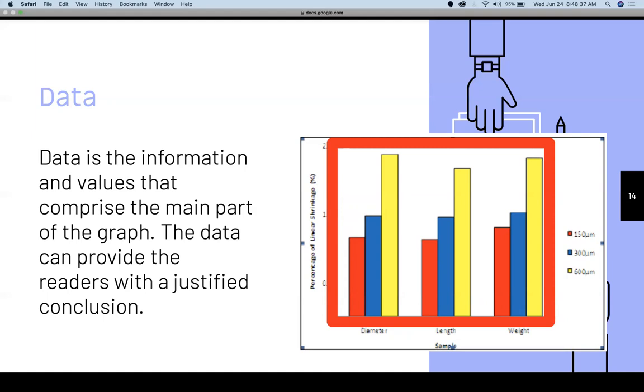I can say that it looked like the length and diameter for 150 are about the same. I can make that sort of justification, right? Those two reds look the same. Or I can say the diameter for that 600 is the highest, right? Those justifications, conclusions I can make from the data.